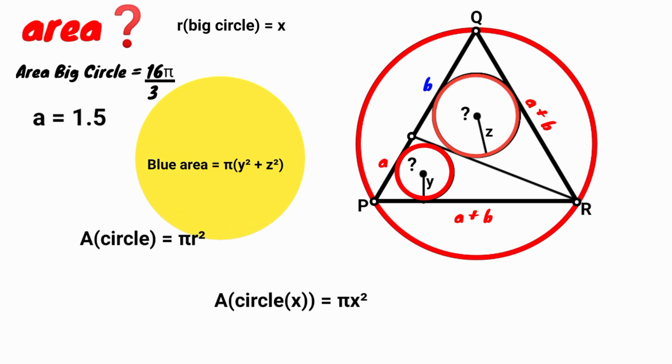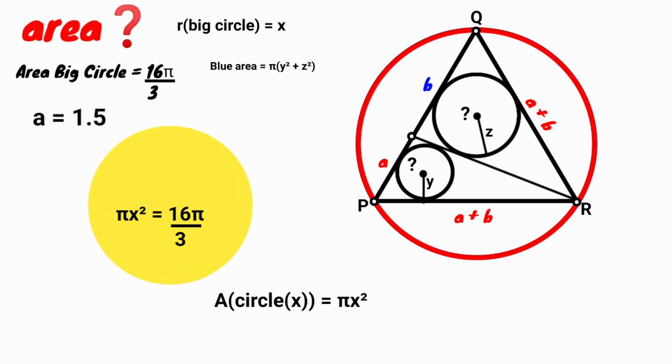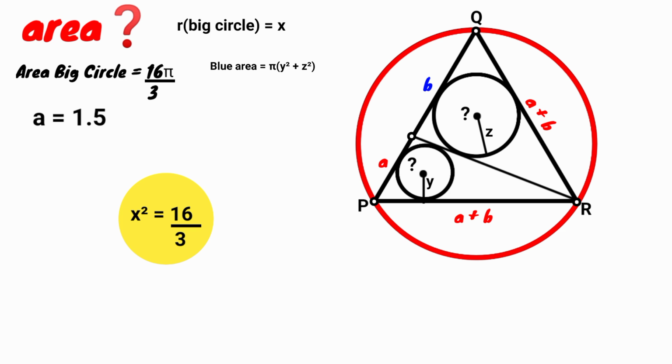Keep this equation aside. Concentrate on this area of big circle equal to pi x squared. From here, we are given area of big circle to be 16 pi over 3. So pi x squared equal to 16 pi over 3. This pi will cancel this pi. So x squared equal to 16 over 3. Take the square root of both sides. Here square root of x squared is x, while here square root of 16 over 3 is 4 over root 3. Therefore x equal to 4 over root 3.